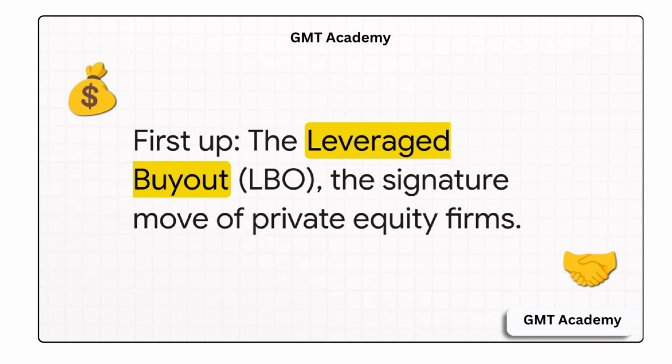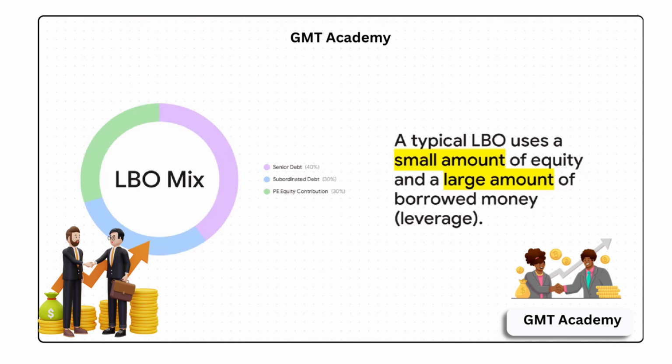That's the leverage part. I mean, look at a typical LBO. The private equity firm might only put up 30% of the cash themselves. The other 70%? That's all financed with debt. The whole game is to then use the company's own cash flows to pay down that debt over time, which dramatically juices the return on their original investment when it's time to sell.